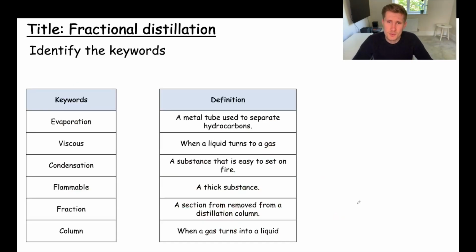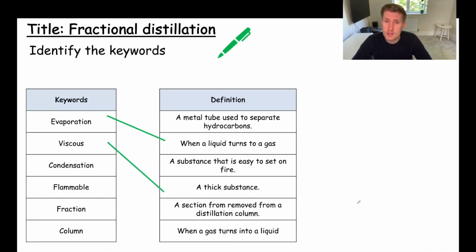It's also important that we look at some key words linking to fractional distillation, because if we don't know what the words mean, how can we use them in an answer? When you do talk about fractional distillation, it's important to use the words evaporation, condensation, and boiling point in your answer as a bare minimum. So let's have a look at what some of them mean. Evaporation, well, this is when you turn a liquid into a gas. You heat it enough that it reaches its boiling point and it turns into a gas.